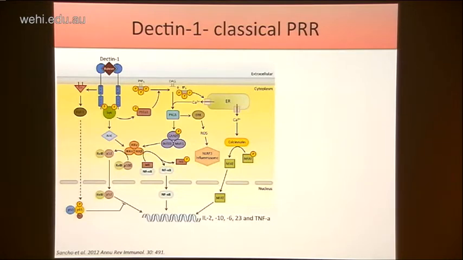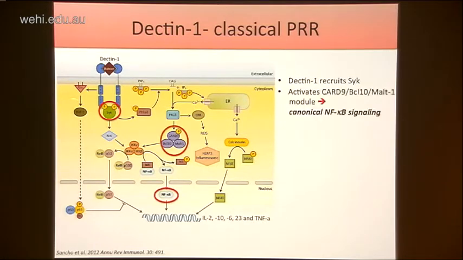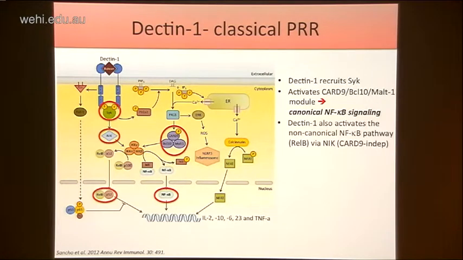The signaling cascade is very, very complicated, and I'm not an expert in signaling, but I would like to highlight some of the very important signaling pathways that Dectin-1 ligation results in. First of all, Dectin-1, as I said, recruits Syk, as you can see here, which then results in the activation of the CARD9 complex and canonical NF-kappa B signaling, and therefore cytokine production. Furthermore, Dectin-1 can also activate the non-canonical NF-kappa B pathway, RelB, and that's CARD9 independent, shown here.